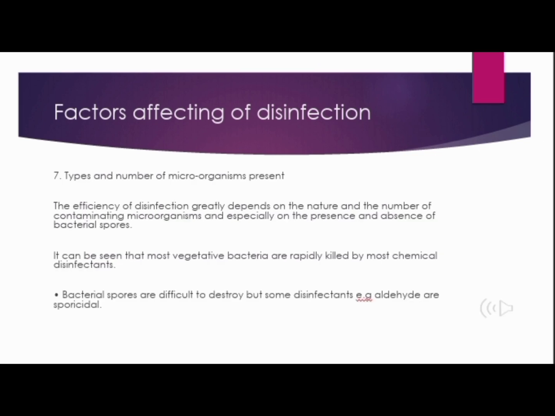Seventh, type and number of microorganisms present. The efficiency of disinfection greatly depends on the nature and the number of contaminating microorganisms, and especially on the presence or absence of bacterial spores. It can be seen that most vegetative bacteria are rapidly killed by most chemical disinfectants. Bacterial spores are difficult to destroy, but some disinfectants, for example aldehydes, are sporicidal.